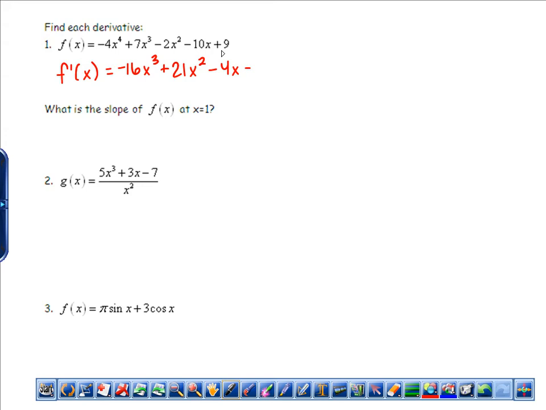On the next one, we have like a 1 times negative 10, so that makes negative 10. And then we don't write an x at all, and we definitely don't write a 9. That goes away. The derivative of 9 is 0.